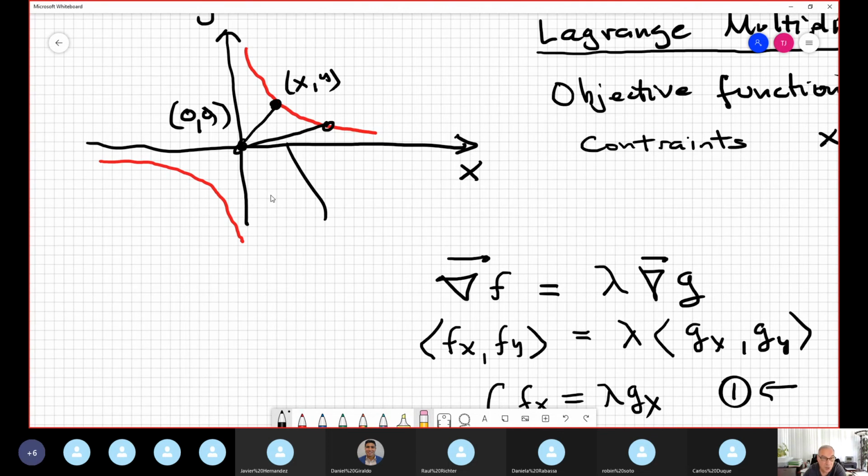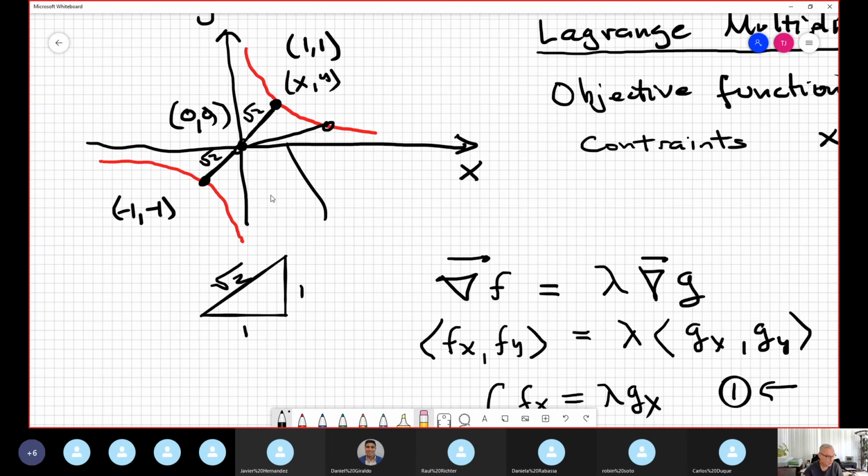But suppose that this point is 1, 1, and this point is negative 1, negative 1. We have no parabola here in the second quadrant and the fourth quadrant, no? And the distance we are talking about is this distance. Okay, this is 1 here, and this is radical 2 in both directions. This distance is radical 2, and this distance is radical 2. Any questions?